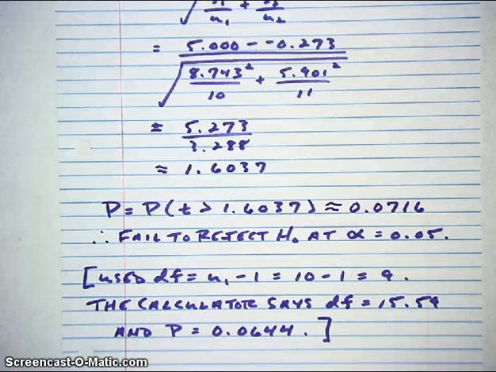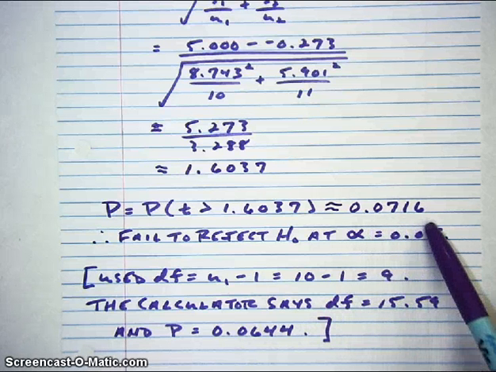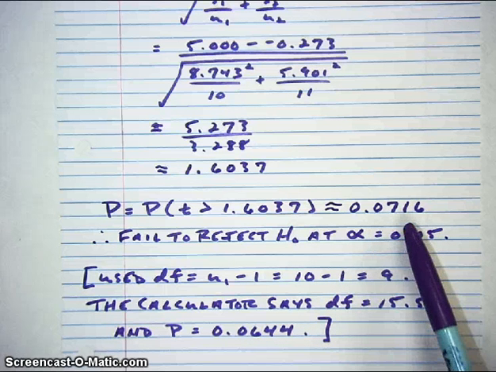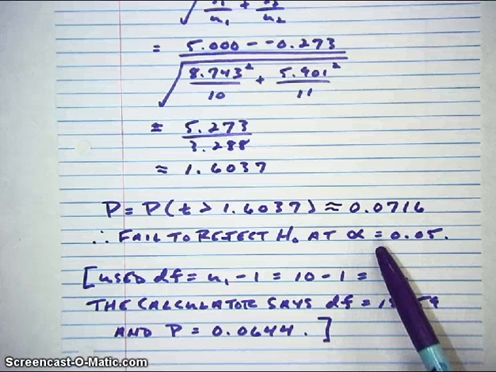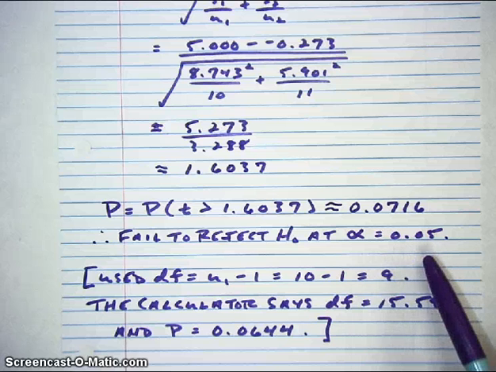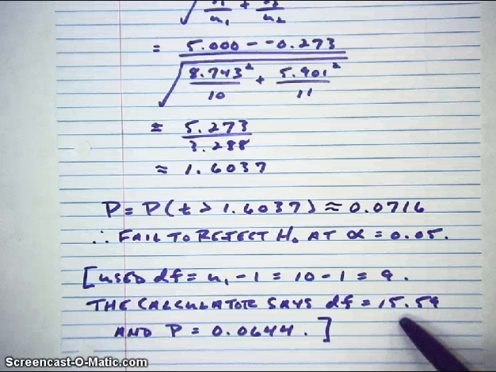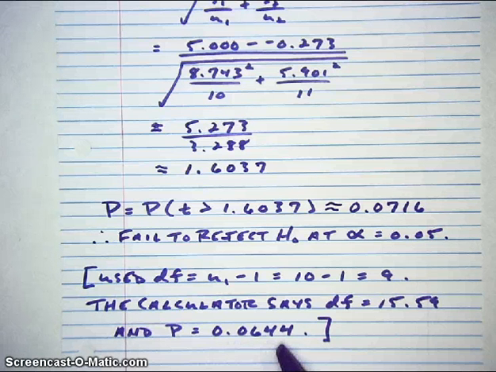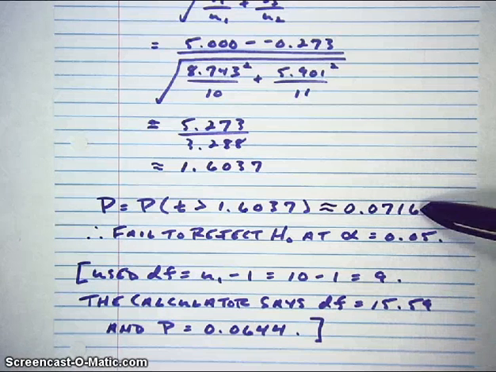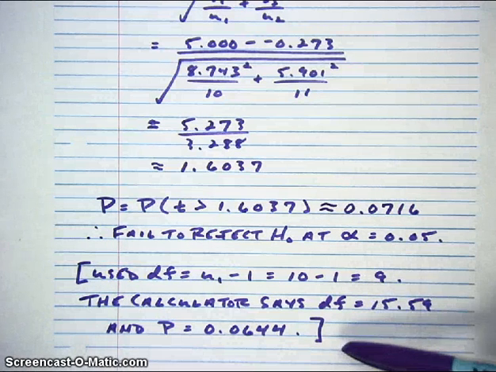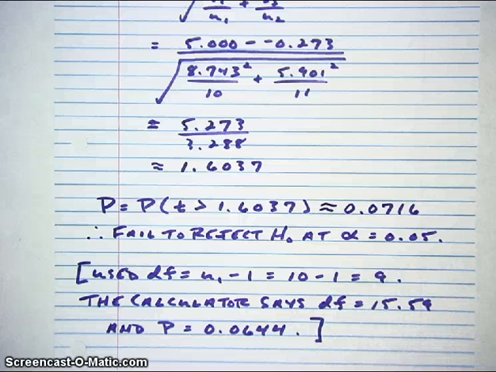Then we can go to tcdf on our calculator and figure out our p-value. It's about 0.0716. And in that situation, while that is small, it's not small enough to reject the null hypothesis at an alpha level of 0.05. On the calculator, we used 9 degrees of freedom here, the smaller of n1 minus 1 and n2 minus 1. The calculator would use degrees of freedom of 15.59, and would give you a slightly smaller p-value of 0.0644. In either case, whether you do this procedure by hand or with the calculator, we would fail to reject.